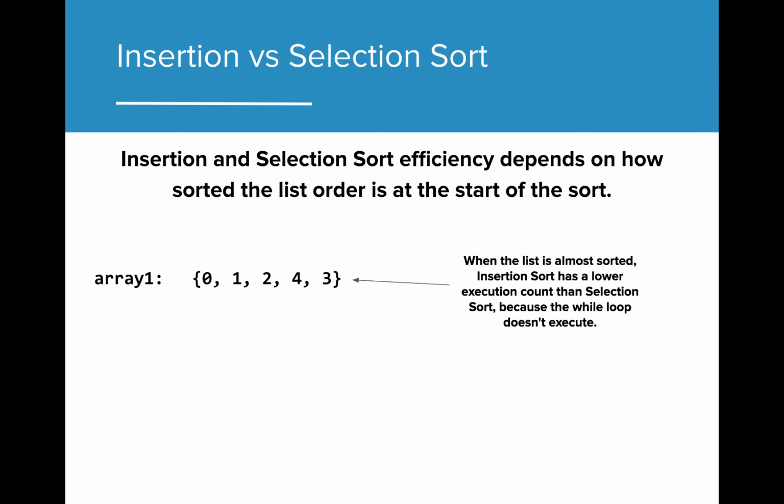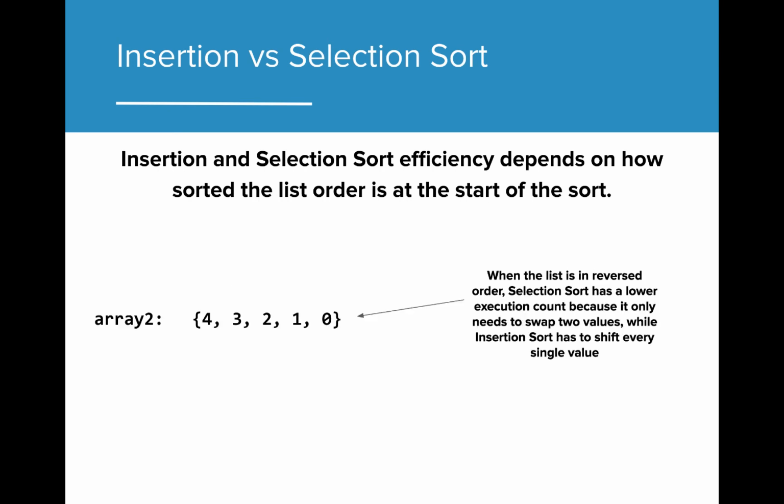Because array 1 is almost sorted, insertion sort is a more efficient option. The while loop in insertion sort will only run if the value directly preceding the current index is greater than the current index. If the list is almost sorted perfectly, then the while loop won't execute for most of the traversal, lowering the execution count that will take place when the array is sorted.